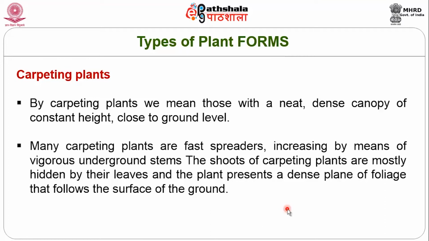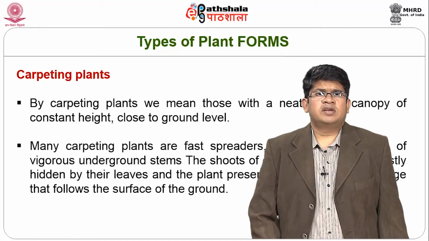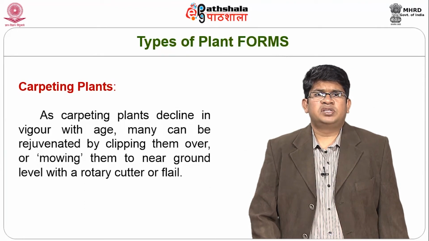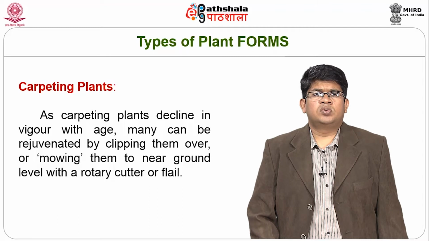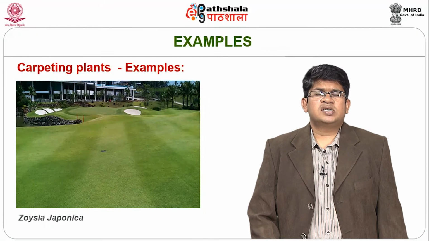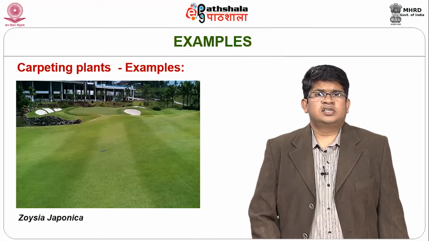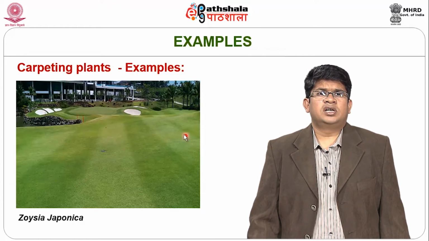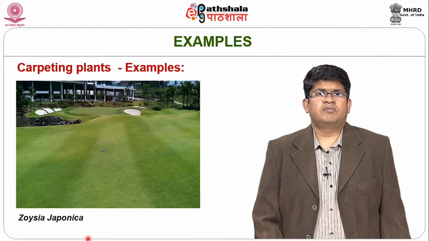So, all the underground stems grow very vigorously, and the shoots of these carpeting plants are mostly hidden by their leaves, and the plant presents a dense foliage that follows the surface of the ground. We have seen that kind of character in the pictures that we saw. As carpeting plants decline in vigor with age, many can be rejuvenated by clipping them over or moving them to near ground level with a rotary cutter or flail. You can see some examples of carpeting plants like Zoysia japonica, which is a grass, and as you can see it highlights the contour of the land. The contours of the land are cleanly highlighted because of its character of hugging the ground.